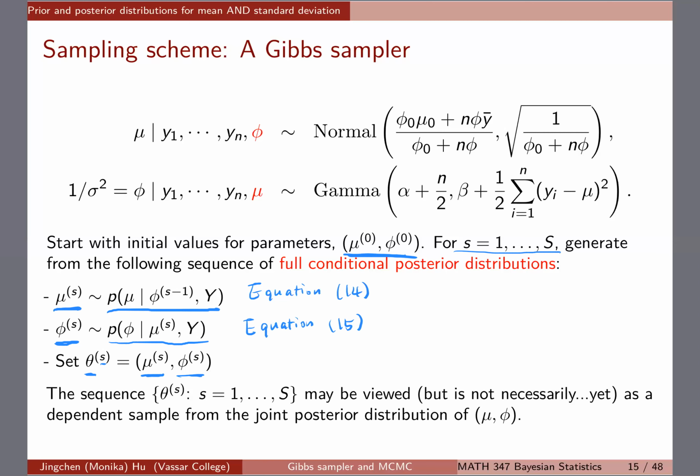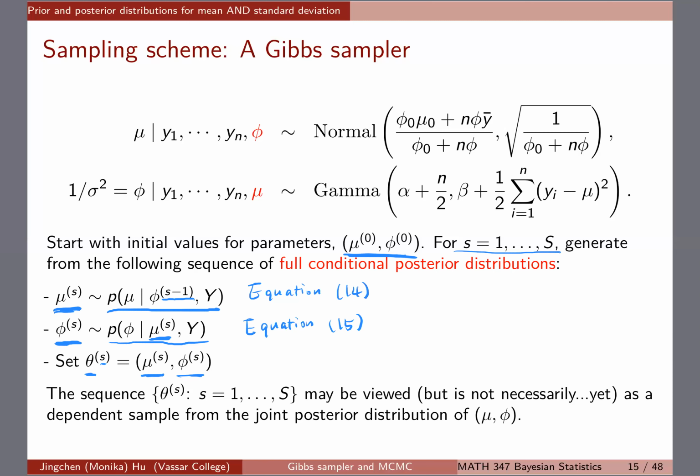One thing to note here is that if you look at the superscript in terms of iteration, for mu s we're using phi s minus 1, because you have to use it from the previous iteration. But as soon as you update mu, you can use the current mu for generating the current phi. So this is an iterative process. I start with mu 0, phi 0, or even just starting with mu 0. Even if you don't have phi 0, you can generate phi 0 from its full conditional posterior distribution. And you do it iteratively.